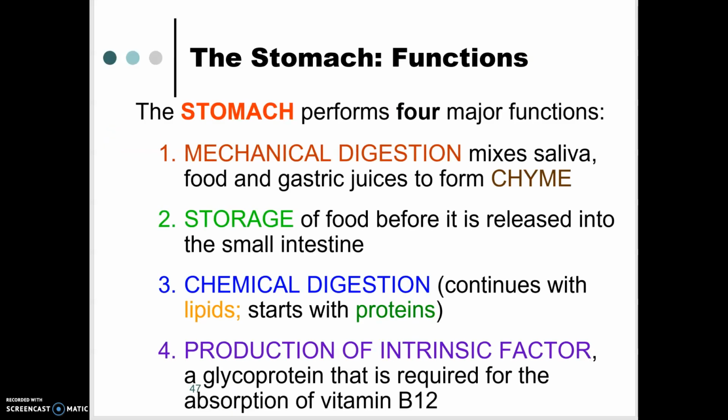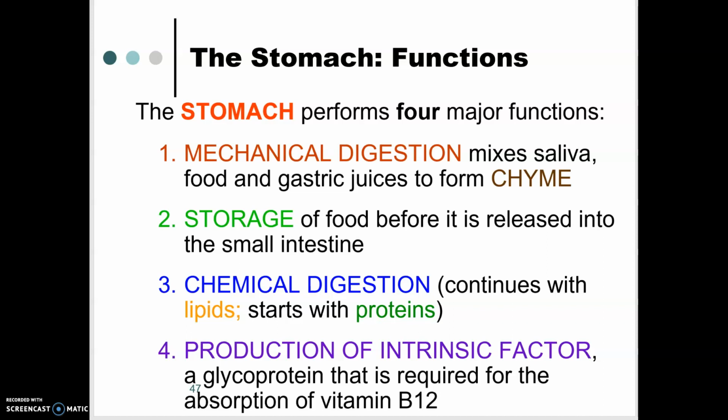Okay, so the major functions of the stomach are going to include mechanical digestion. We talked about that in the mouth, where we're physically breaking up and moving around food. Mixing in this case is really important. The stomach also acts as a storage place, so food gets stored in the stomach before it's slowly released into the small intestine. We will have chemical digestion here, we'll have lipids, and this is the first place where we'll start to digest proteins. And there's also production of different things that are secreted into the stomach.